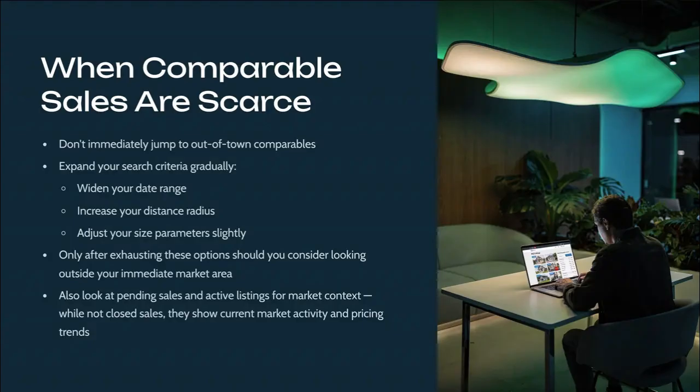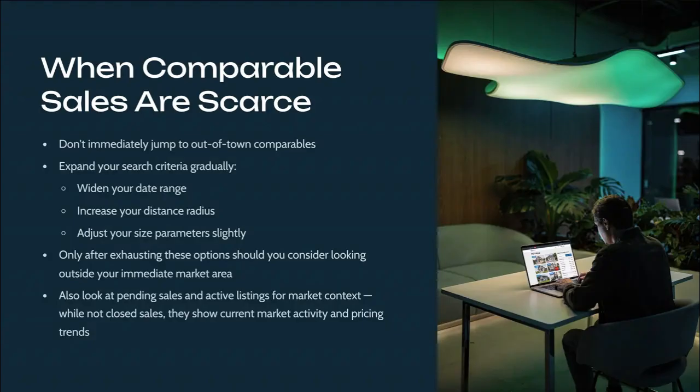Considering pending sales and active listings can provide additional market evidence, though they don't replace closed sales. Pending sales under contract represent likely market activity, though prices aren't final until closing. Active listings show what sellers are asking, but not what buyers will pay. Use these data points as supporting evidence, not primary comparables, and clearly distinguish them from closed sales in your report.